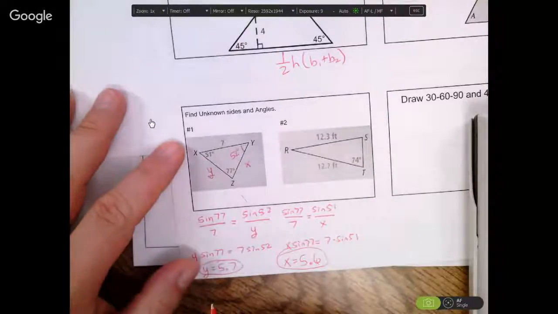So much math. We haven't even gone to the hard part.